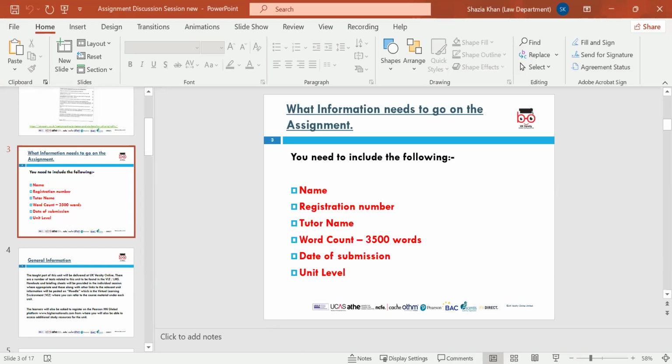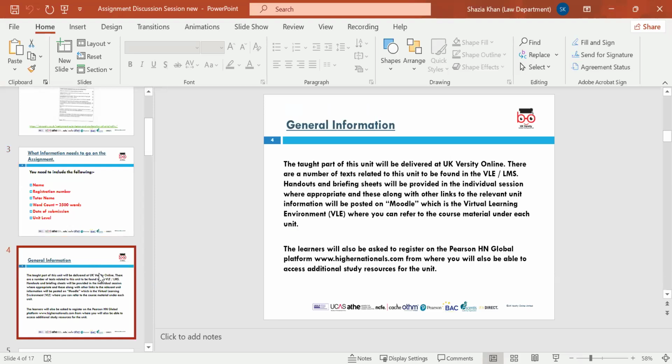To inform the marker who is sending the assignment and how to award it, and what level and unit you're doing. It's really important that the marker knows it's your work, what level you're at and what unit you're doing, because you will be doing so many other units. So the marker needs to be able to see clearly what you're doing.